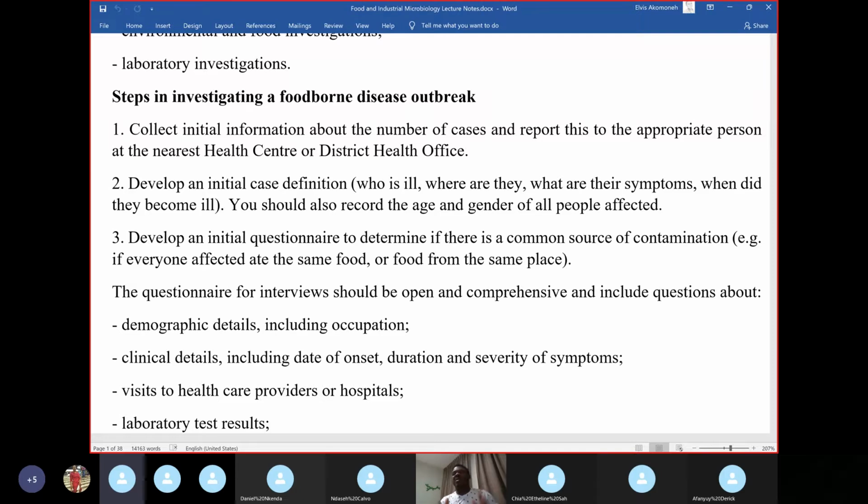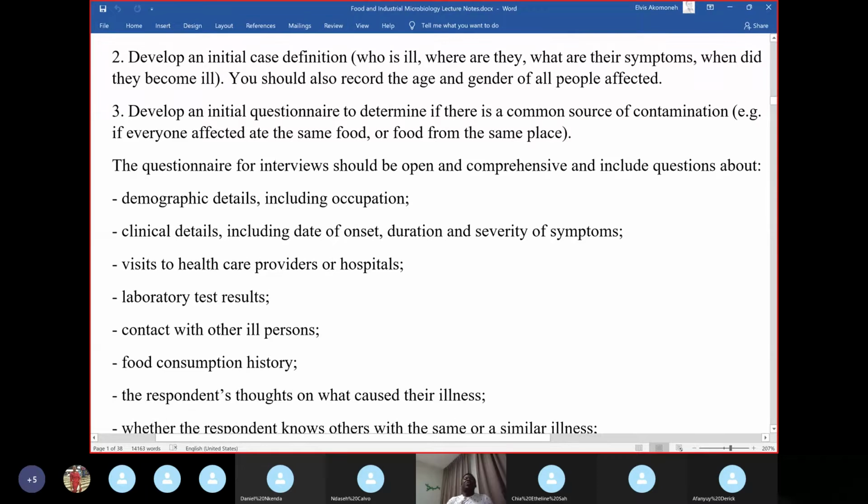The duration period. Remember, a foodborne infection has what? A longer incubation period. A foodborne intoxication has what? A shorter incubation period. It's already directing us to which line of thinking will be more appropriate as the causative agent of the disease. You record all this information, including the age and gender of the people affected, and then you develop what we call an initial questionnaire. An initial questionnaire will help determine if there is a common source of contamination.